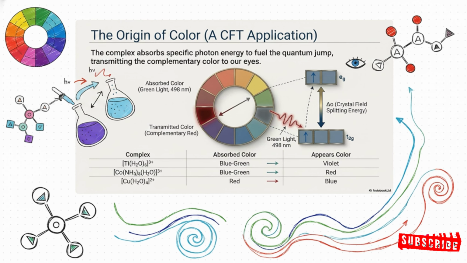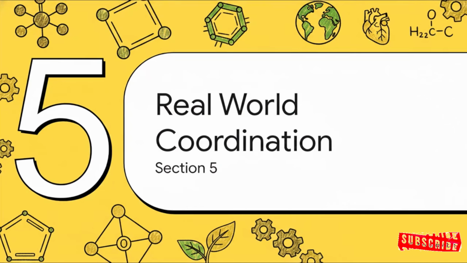Hey, remember that simple classroom experiment where we added ammonia to a pale blue solution of copper sulfate? Almost instantly, bam, it turned a deep, brilliant violet blue. That is crystal field theory in action. The new ammonia ligands change the energy gap, absorbing different wavelengths of light and transmitting that gorgeous deep violet to our eyes. Section 5, Real-World Vital Coordination.